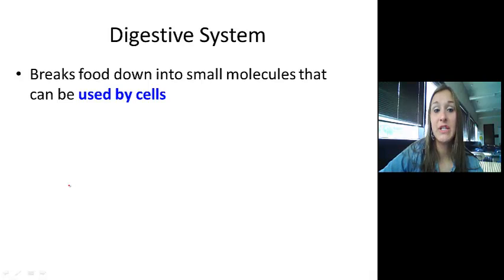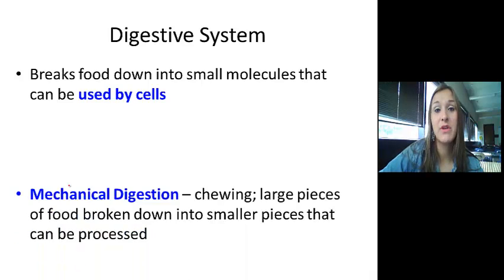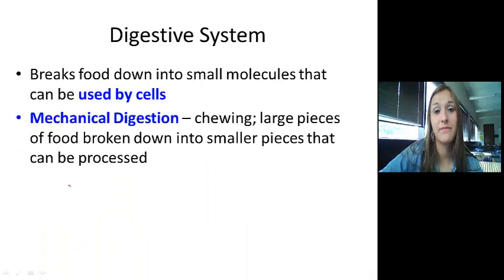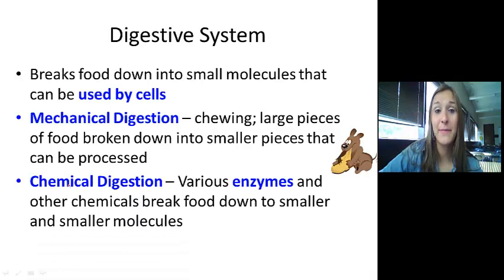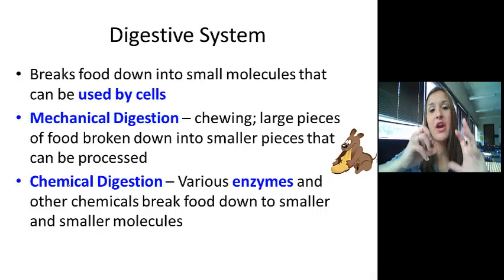This is going to lead us into the digestive system. The digestive system is what it means to eat and break down your food. So the digestive system is all about breaking down molecules so that it can be used by your cells for energy. There's two types of digestion, mechanical and chemical. An easy way to remember the difference between the two is chemical digestion uses chemicals, like enzymes, to break things down. Mechanical is the physical tearing of food.